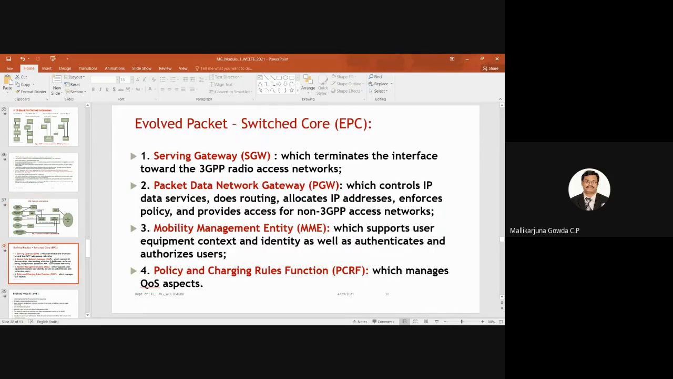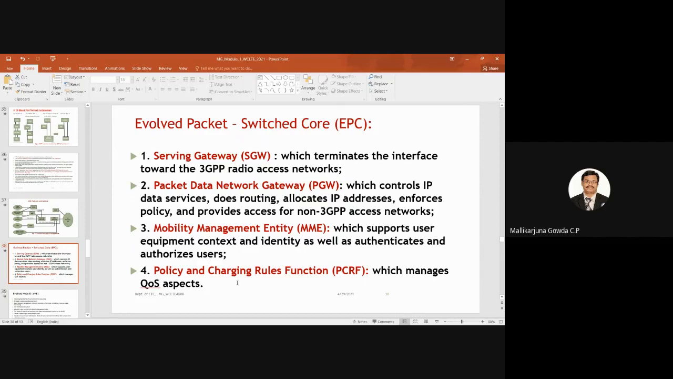Okay. Next is the mobility management entity. It supports user equipment context as well as identity, and it also authenticates and authorizes the user. The MME will have the HSS, that is the home subscriber server. Okay, I will come to that. The home subscriber server is where the user information is stored. From that, the MME will get the information and authenticate, checking whether this is an authorized user for this network.